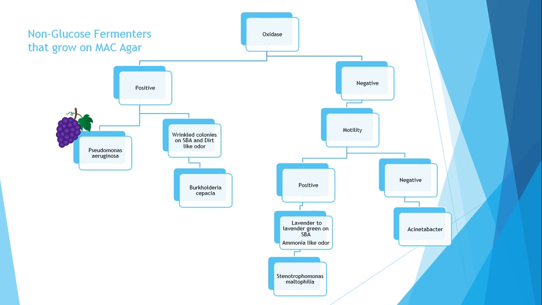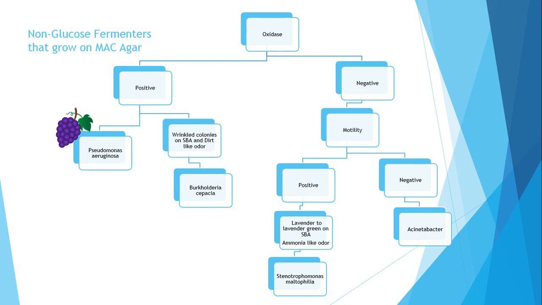So keep in mind. Here's a flow chart kind of illustrating the common characteristics of the four organisms that we talked about. So if you have a non-fermenter, the first test you want to do is an oxidase test. And if it's positive and it has a grape-like odor and a metallic sheen, it's your Pseudomonas aeruginosa. Okay? But if it's positive but it has wrinkled colonies and a dirt-like odor, then it's Burkholderia cepacia. And I associate dirt and Burke. That helps me.